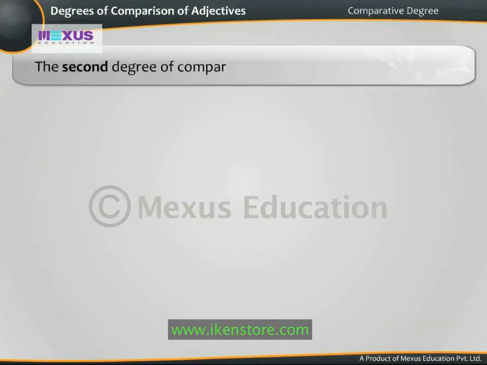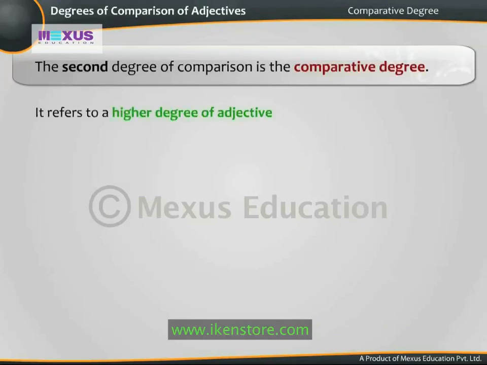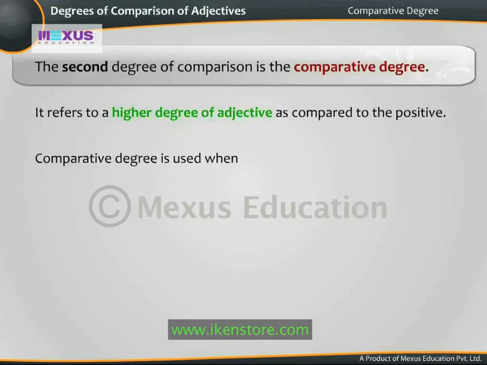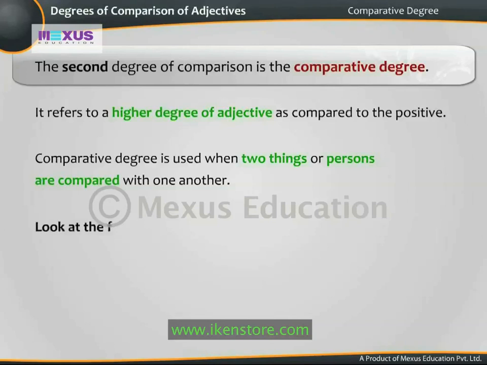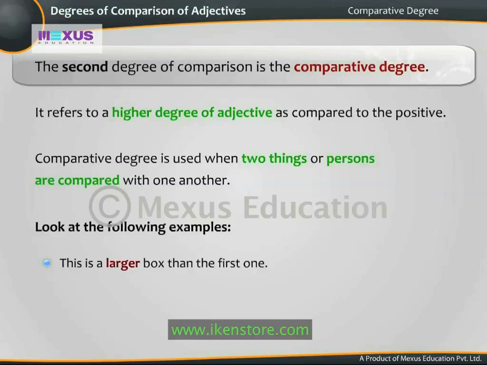The second degree of comparison is the comparative degree. It refers to a higher degree of adjective as compared to the positive. Comparative degree is used when two things or persons are compared with one another. Take a look at the following examples. In the first sentence, the adjective larger is used to compare two boxes. And in the second sentence, the adjective smarter is used to compare Jimmy and Ronnie. That is, they compare two things or two people.